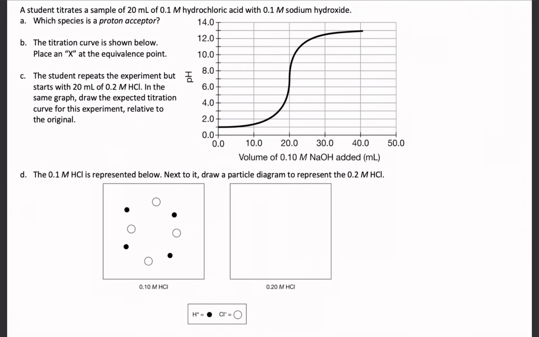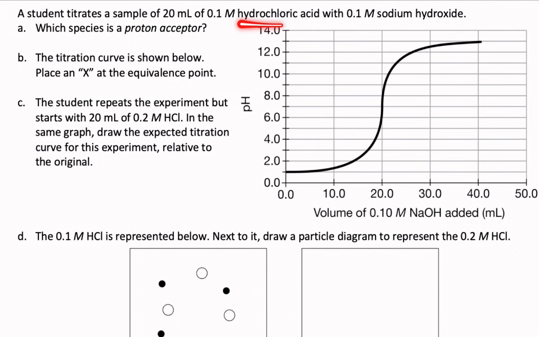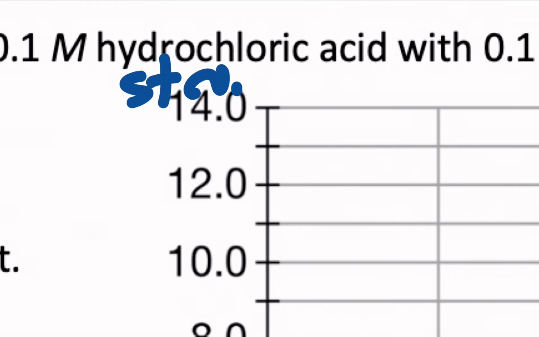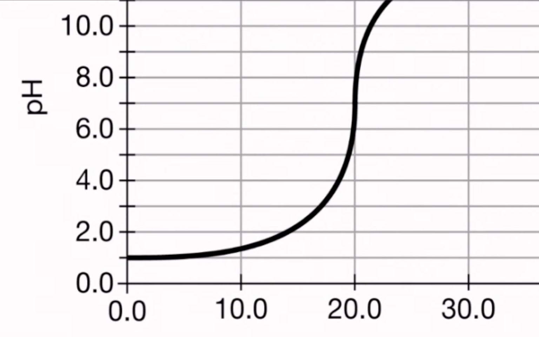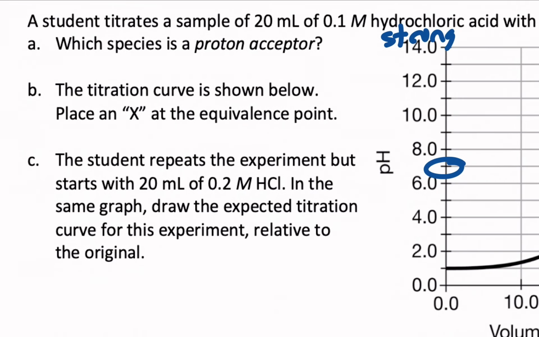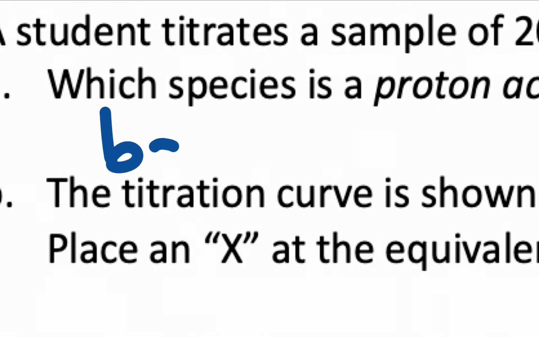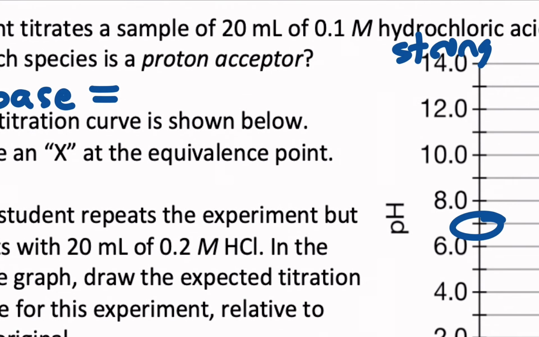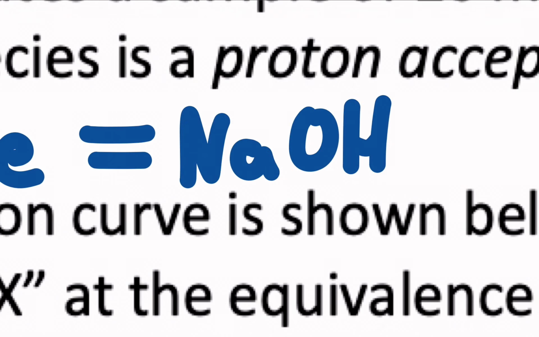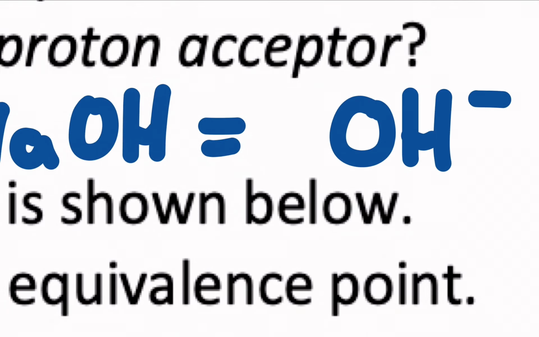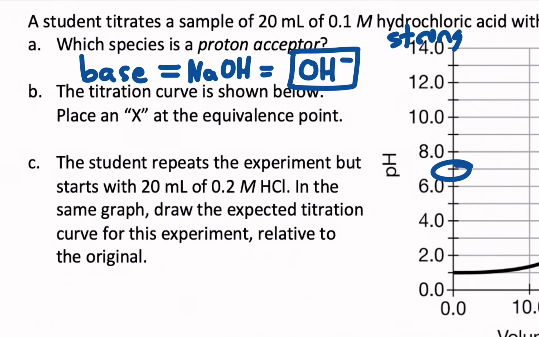Okay, lastly, let's look at a free response question. A student titrates hydrochloric acid with sodium hydroxide. This is a strong acid with a strong base. So notice we have a neutral equivalence point right at a pH of 7. No surprise there. Which species is the proton acceptor? The proton acceptor is another word for a base. So the base is the sodium hydroxide. So we could write NaOH, or more appropriately, just the actual thing that's doing it, hydroxide ion.